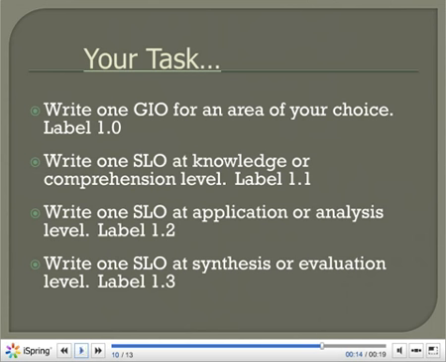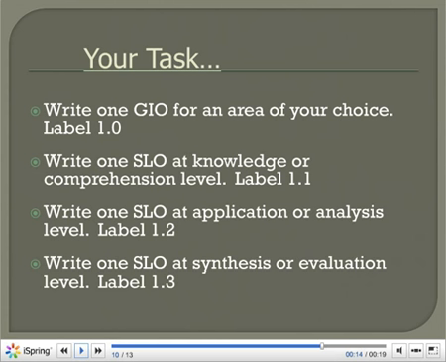At this point, you just need to practice this skill. I'd like you to follow the task list on this slide, and remember to start each GIO and SLO with verbs from the appropriate category on your handout. Each verb needs to end in S, and also remember to measure only one thing in each GIO and SLO.